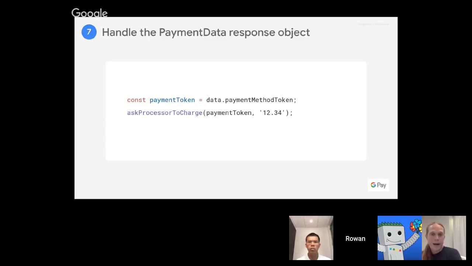Okay, and this is the final bit. When you get that response back from the Google Pay API, it will include a payment method token inside of there, and that is what you are passing on to your processor library to make that actual payment.